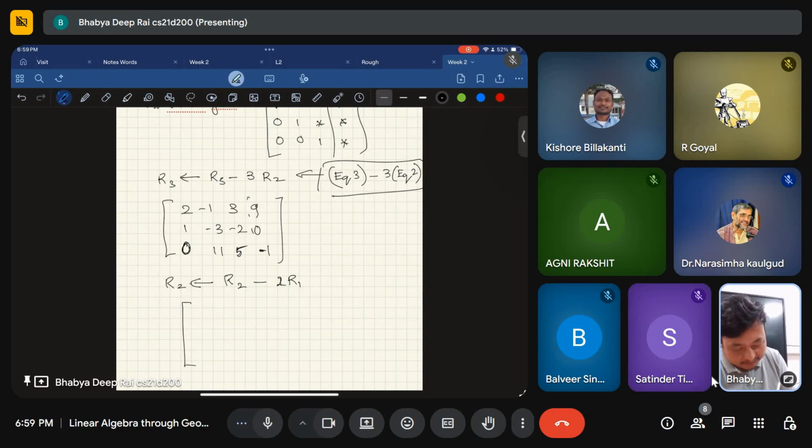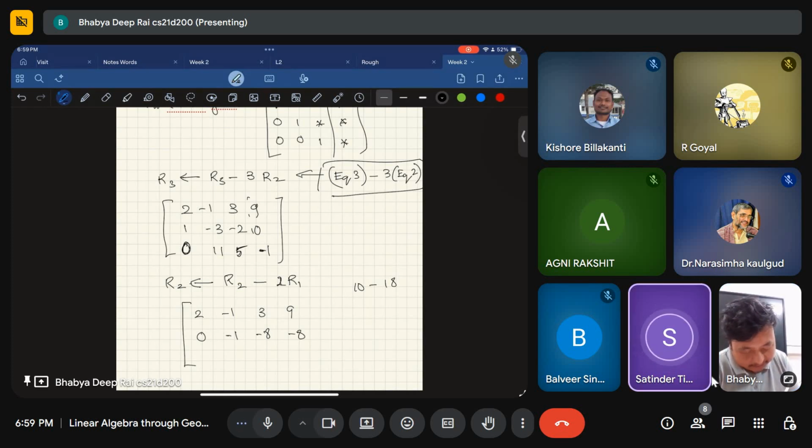So let's do that. 2 minus 1, 3, 9, and 0 minus 3 plus 2 is minus 1, minus 2 plus minus 2 minus 6 is minus 8, and 10 minus 18 is minus 8. Oh, there's something wrong here. Is this correct? 0 minus 18. Minus 18. Okay, this is minus 18, you mean? That is correct. Minus 1, minus 8, then minus 18 you will get.